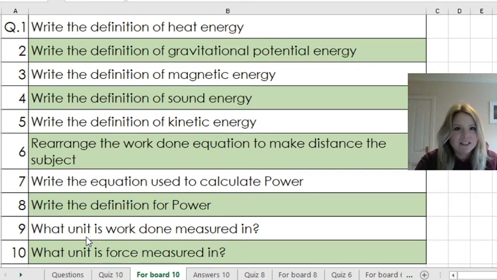Before we get started on today's lesson, let's just get going on our retrieval roulette. So get your workbooks out ready and start to answer these questions. Pause the video so that you can see the questions. Okay, good luck.